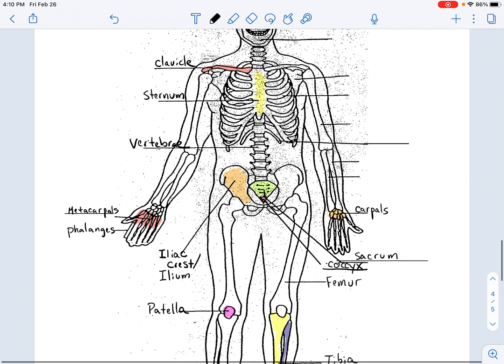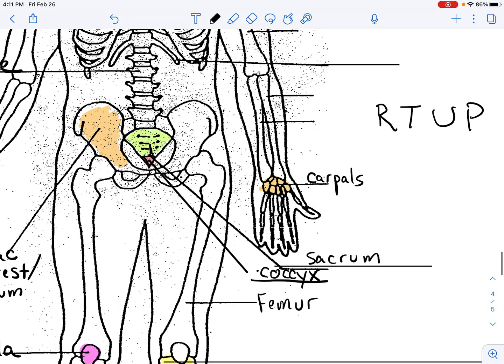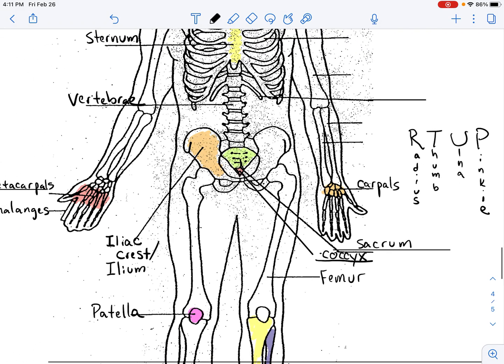Okay, so we're almost done here. The next thing I need you to write is R-T-U-P, RTUP. And what RTUP is going to stand for is radius, thumb, ulna, pinky. That's going to help you remember what bone is where when you are trying to look at the lower arm.